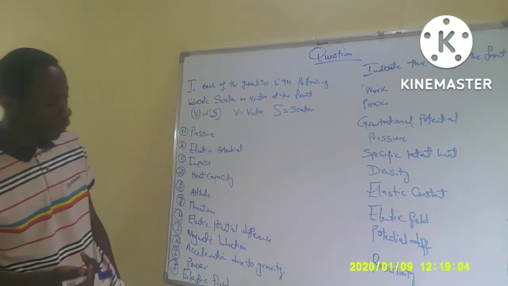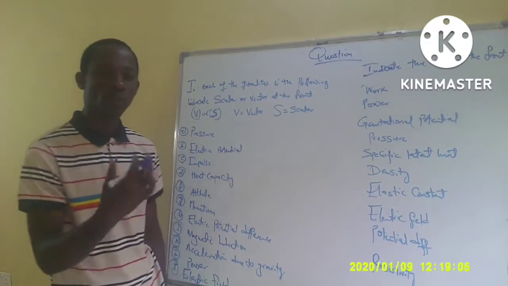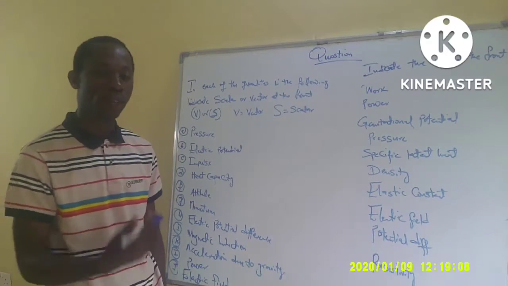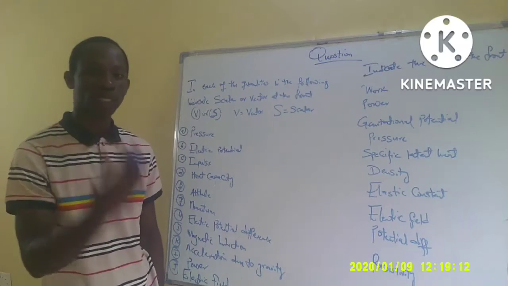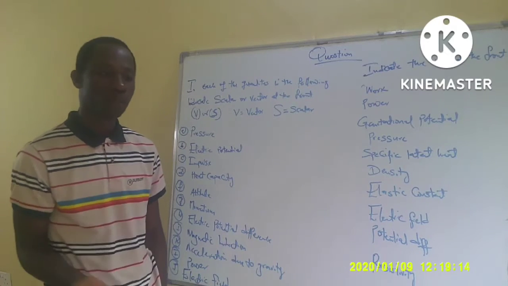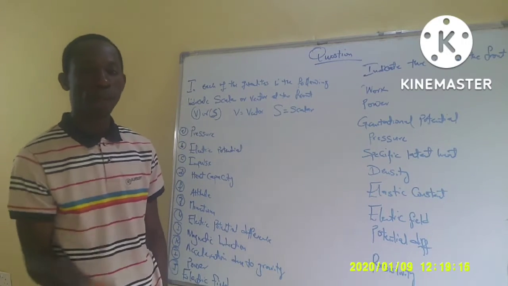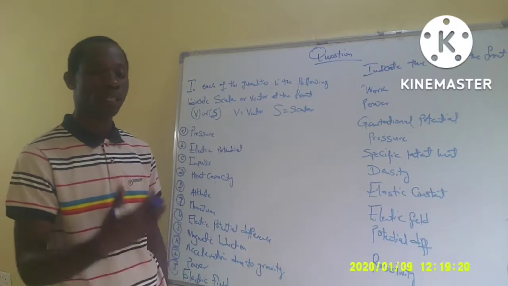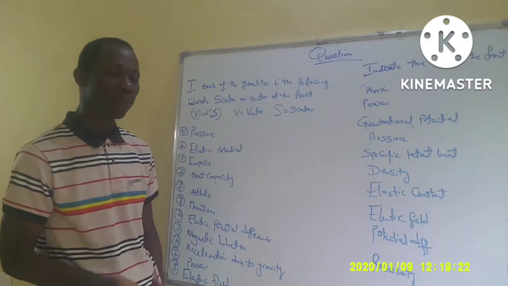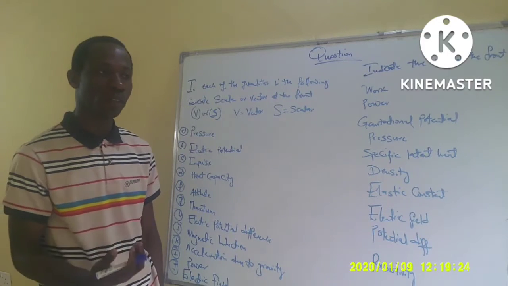First of all, what are scalar quantities? Scalar quantities are those quantities that have magnitude but no direction. Examples are speed and distance. Now we want to talk about vector quantities. Vector quantities are those quantities that have magnitude as well as direction. Examples are displacement and velocity.